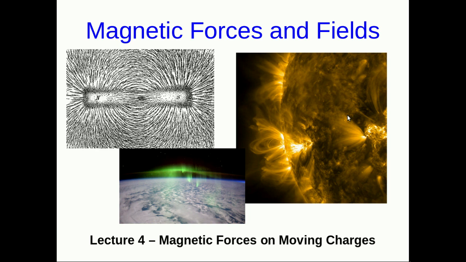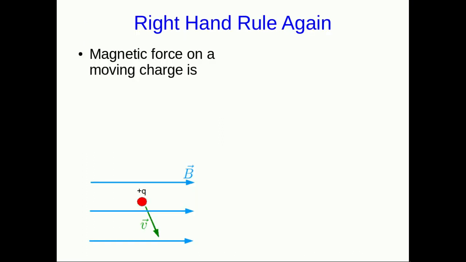Hello, and welcome to Lecture 4 of Magnetic Forces and Fields in Phys 1201. We spent last lecture looking at the magnetic forces on currents in wires. Now we're going to look at the magnetic forces on charges that are moving outside of wires. A current is nothing more than moving charges, and so unsurprisingly, you're going to find a lot of this lecture pretty familiar, because a lot of this works the same way as it does for forces on current-carrying wires.